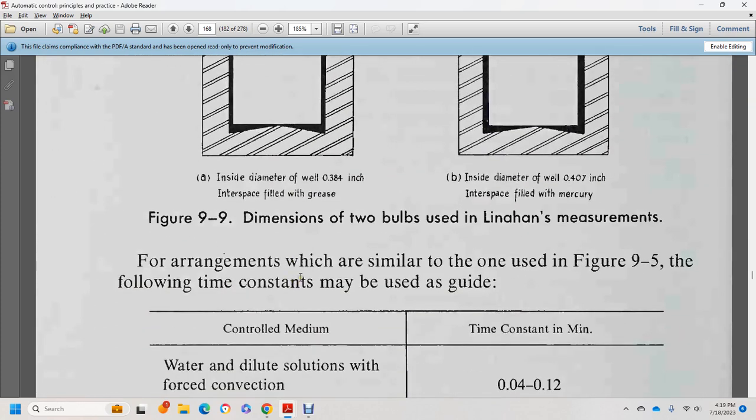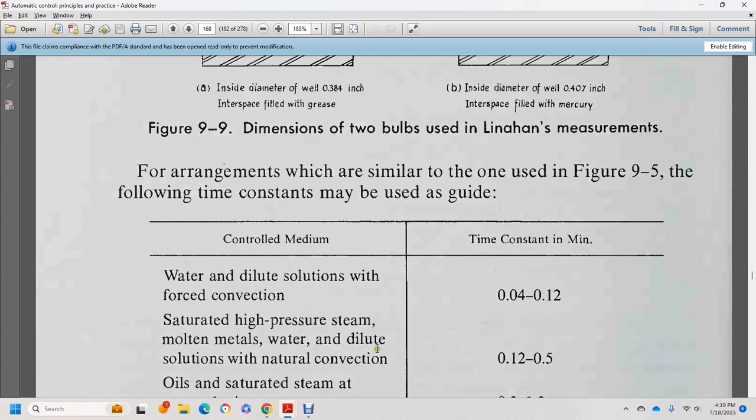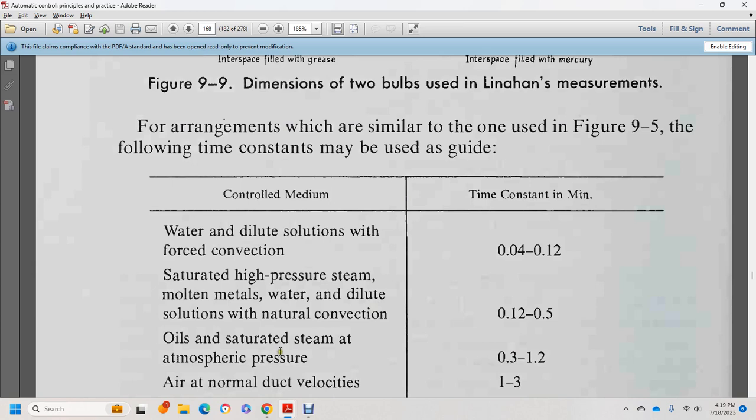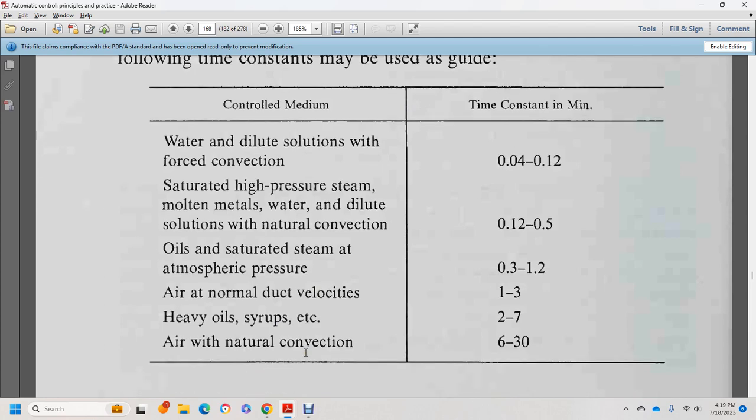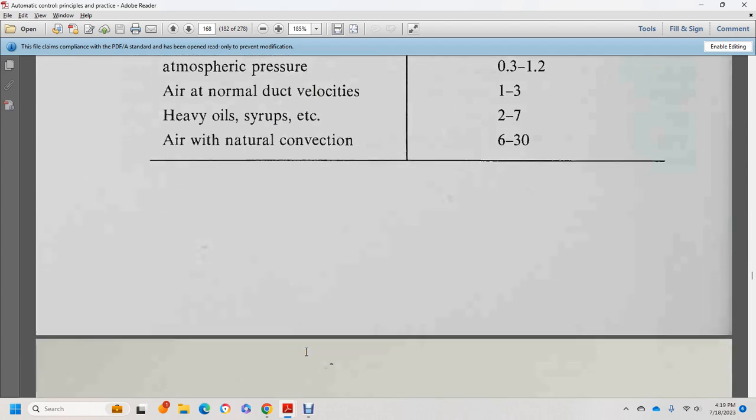For arrangements similar to the one in Figure 9-5, the following time constants may be expected, in minutes: water or diluted solution with forced convection, 0.4 to 1.2; saturated high pressure steam, molten metal, water diluted solution with natural convection, 1.2 to 5 tenths; oil, saturated steam at atmospheric pressure, 3 tenths to 1.2; air at normal duct velocity, 1 to 3; heavy oil, syrup with agitator, 2 to 7; air with natural convection, 6 to 30.